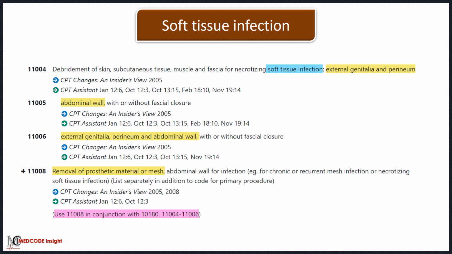There is an add-on code 11,008 which is used for the removal of prosthetic material or mesh, which is from the abdominal wall, as a part of treating an infection. It is performed during the same session as a separately reportable debridement or incision and drainage procedure.